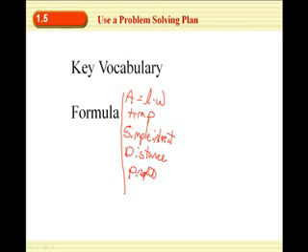So the name of this lesson is Use a Problem Solving Plan. If we go back to page 28, I also want you in your notes somewhere to write a problem solving plan. Here's the plan to solve problems. Number one, you need to read it, and you need to understand.